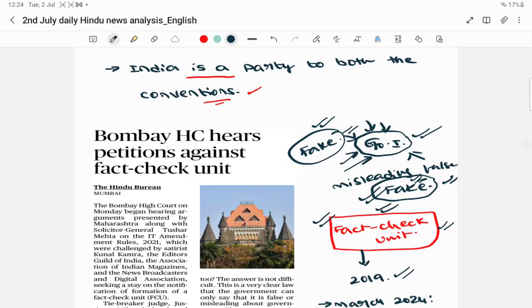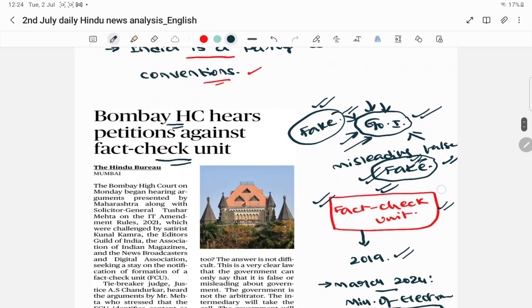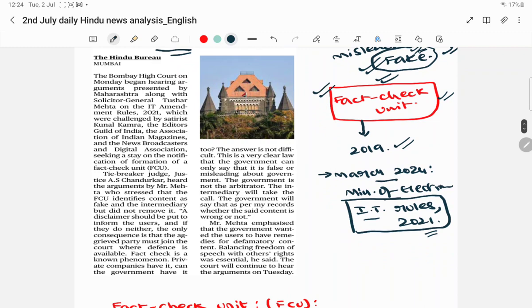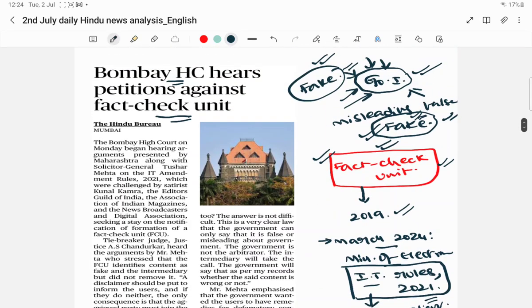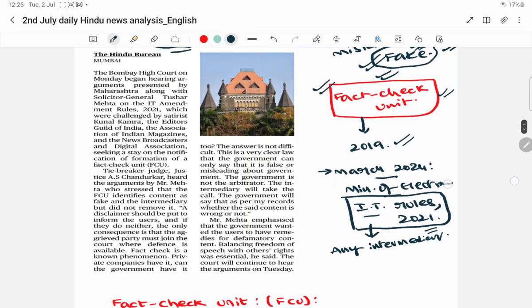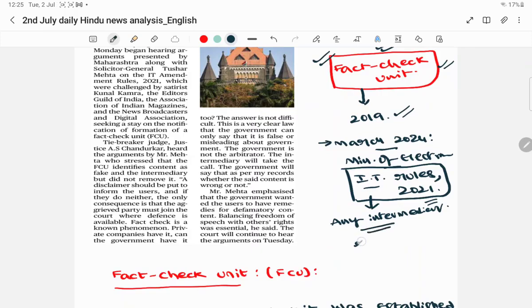Now the issue is, recently in the Bombay High Court, a petition was filed against this Fact Check Unit. Why? Because as per the IT Rules 2021, there was one important clause. This clause says that any intermediary, for example Facebook or Twitter, any intermediary operating in our country, if the Fact Check Unit has declared an article or news item as fake, then immediately these intermediaries should remove this particular article from their platforms. This is the important clause in the IT Rules 2021.